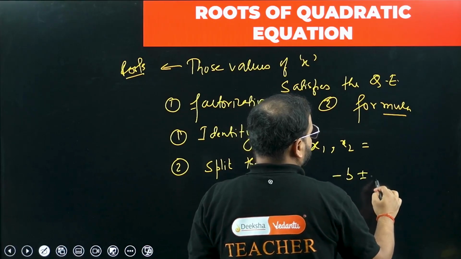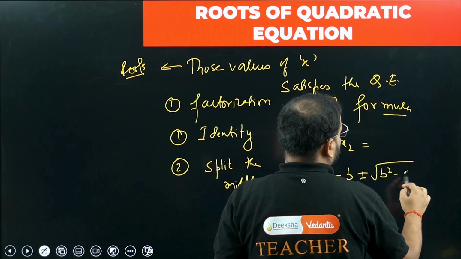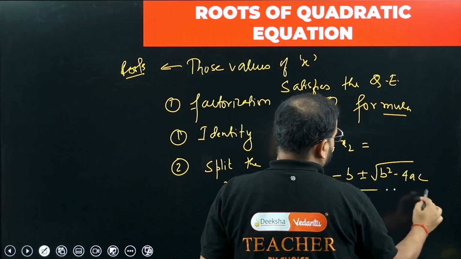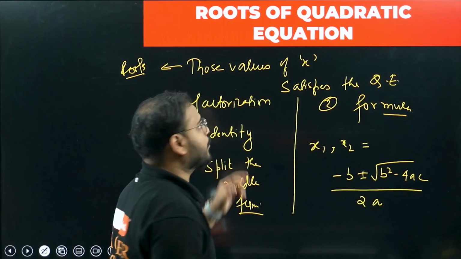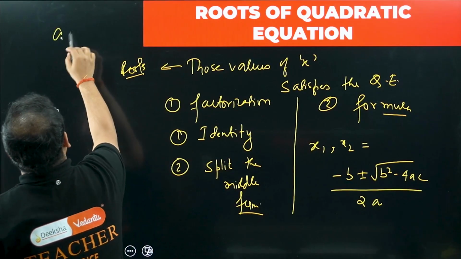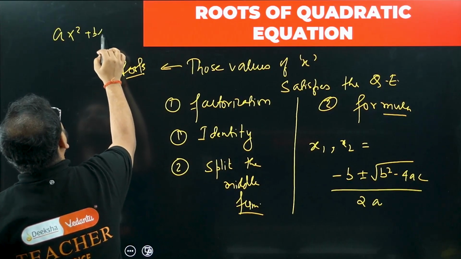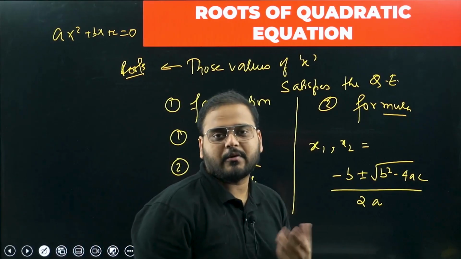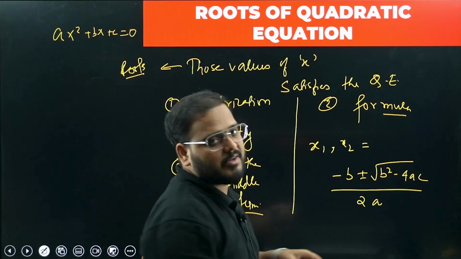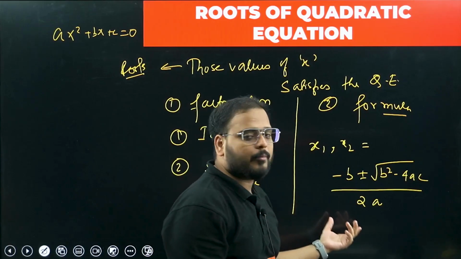Minus b plus minus root under b square minus 4ac upon 2a. What is a, b, c? The coefficients that I wrote. Remember the standard form: ax squared plus bx plus c equals 0, right? Any given quadratic equation, compare it with the standard form and get the values of a, b, c, and you're going to use them in the formula to get the roots.